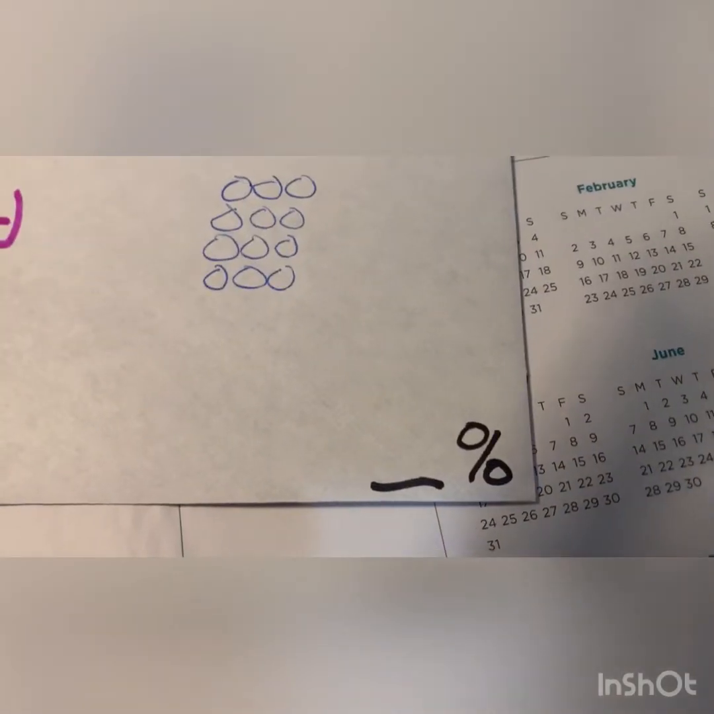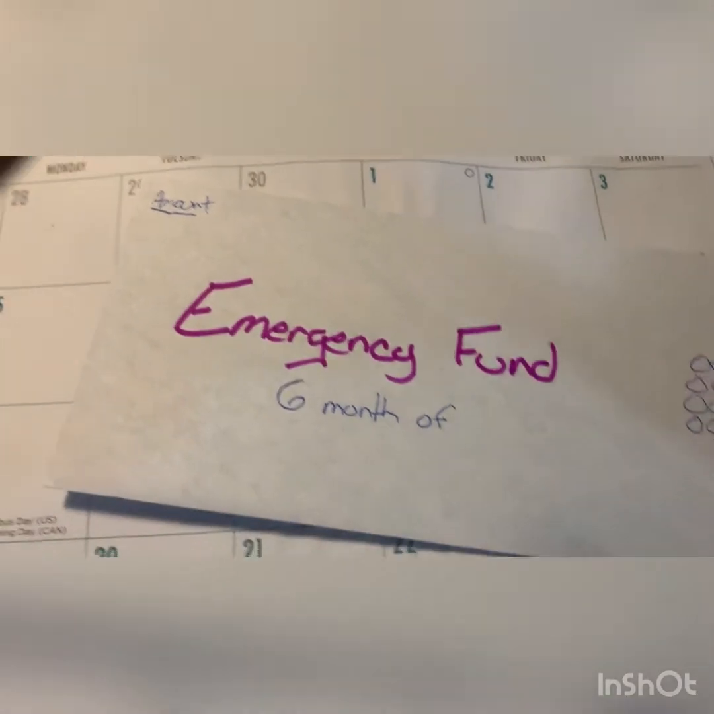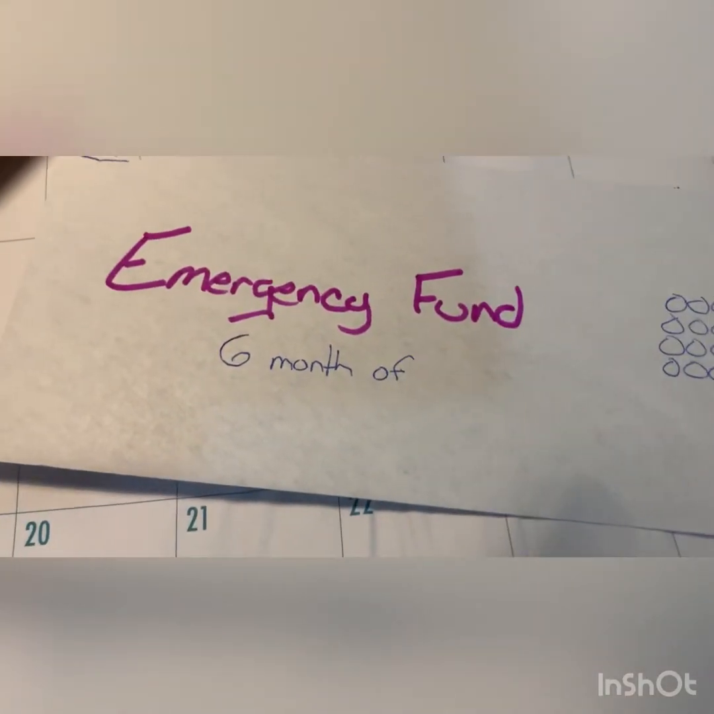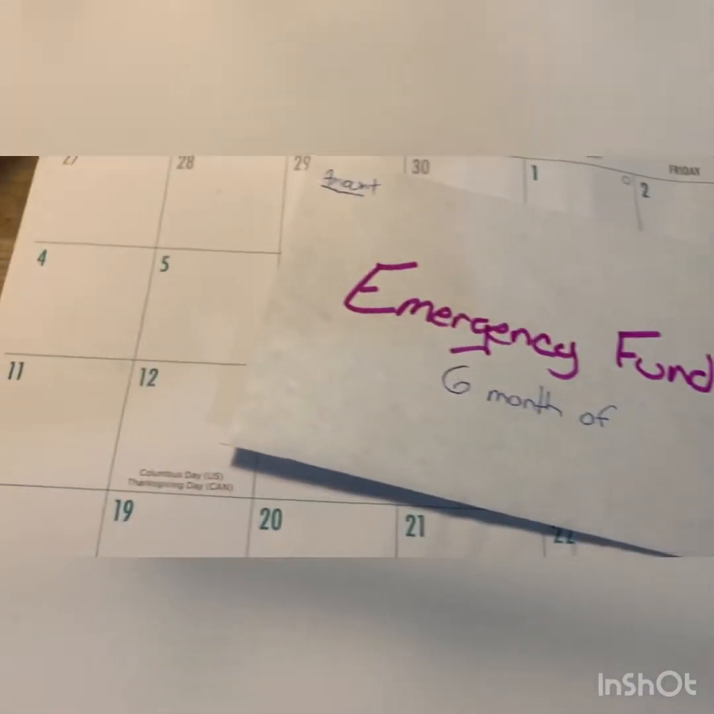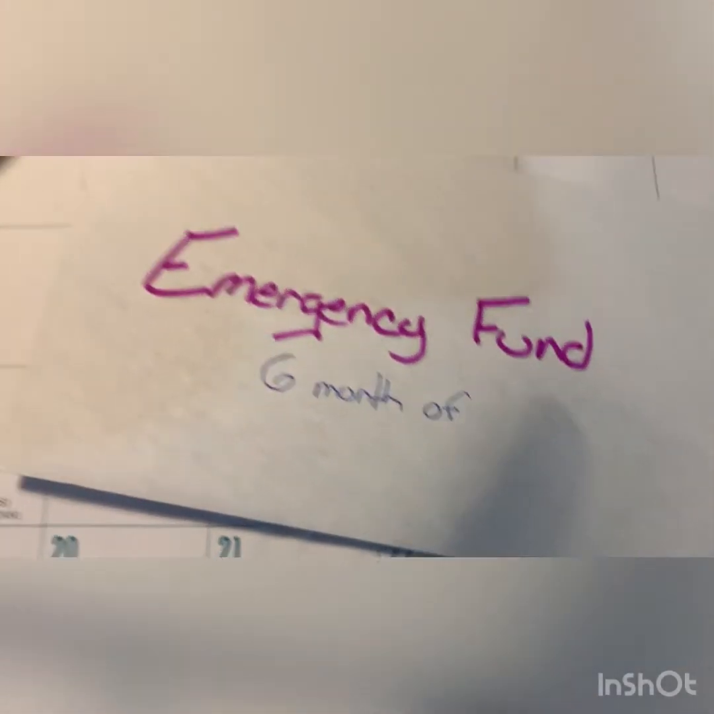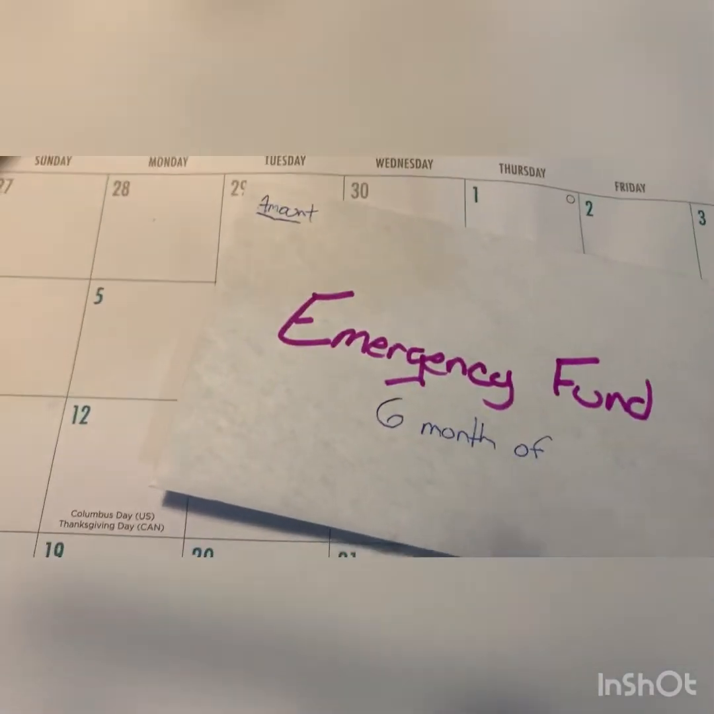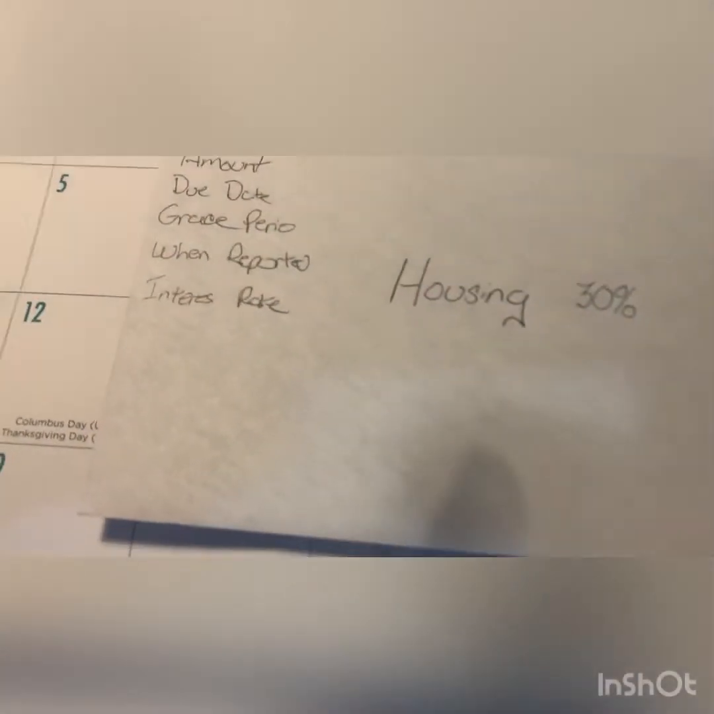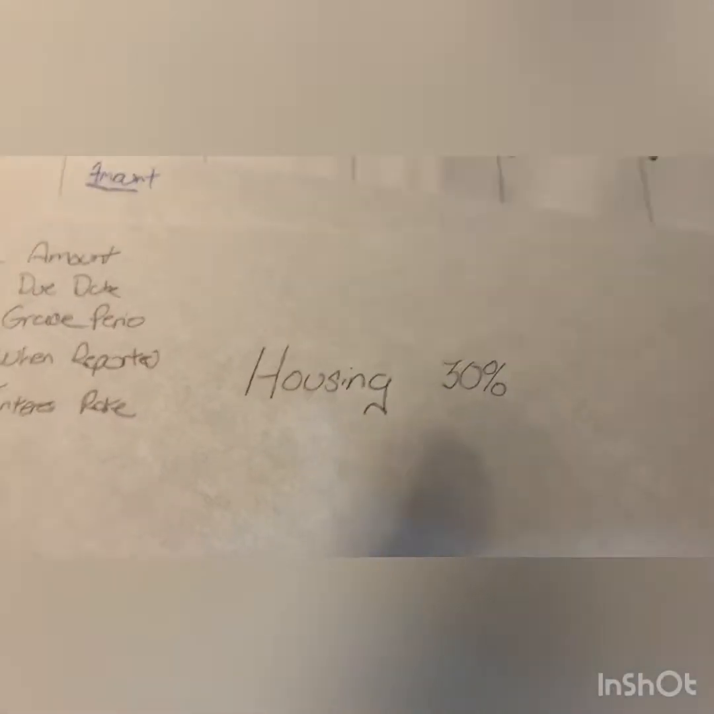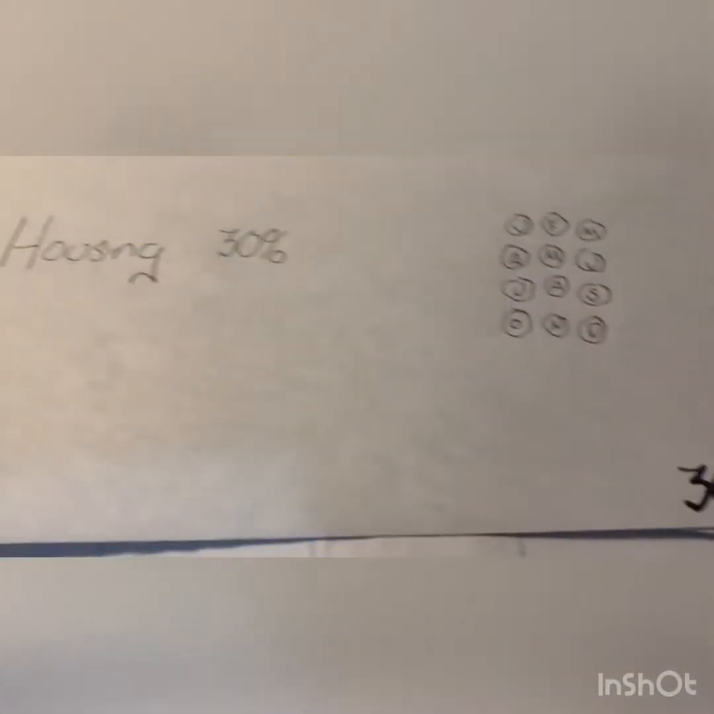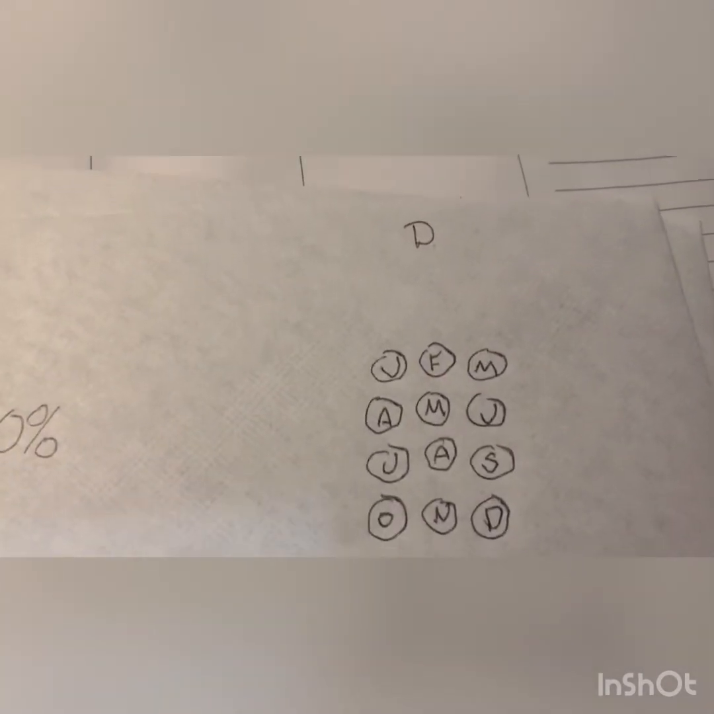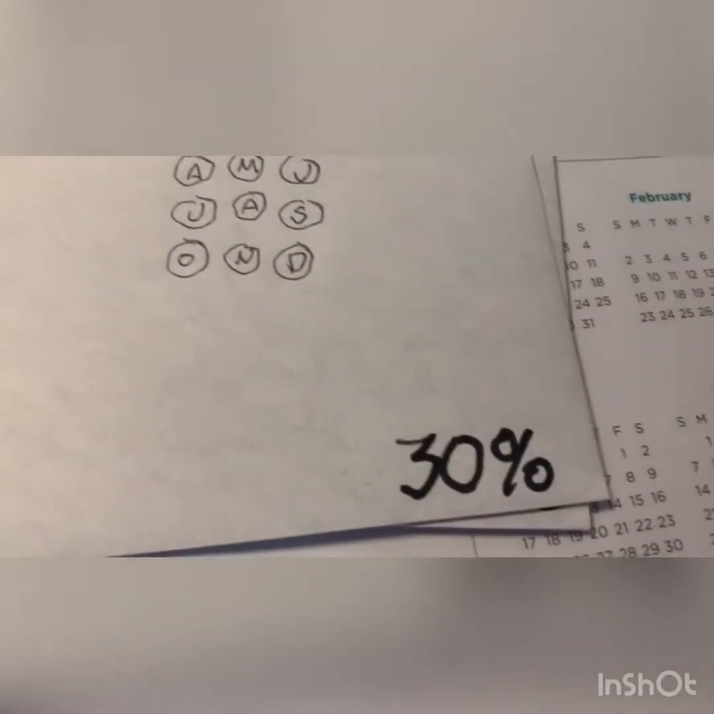And I like to put in this corner the percentage of my total money that I'm using for anything. You know, they can't be more than 100%. But these are just some suggestions of envelopes you could make. This one right here, we all need a housing budget. Your housing needs to be no more than 30%. Once again, same little setup.